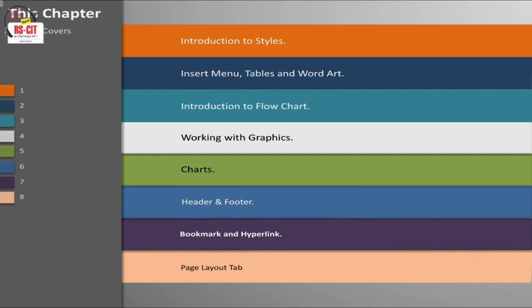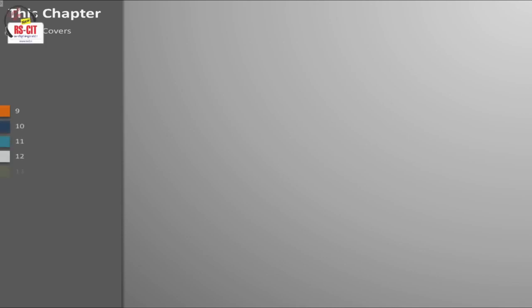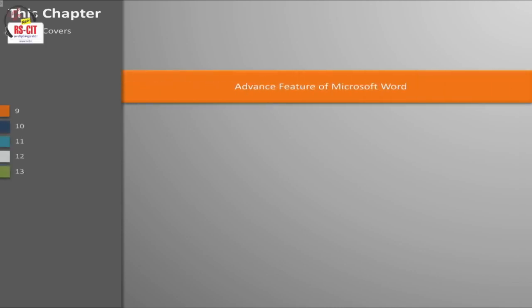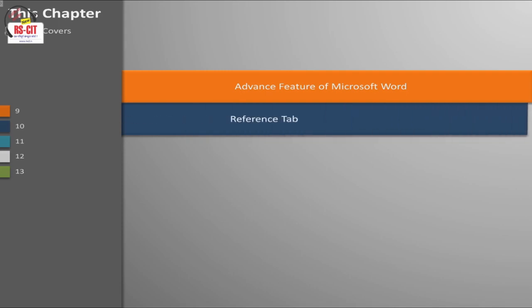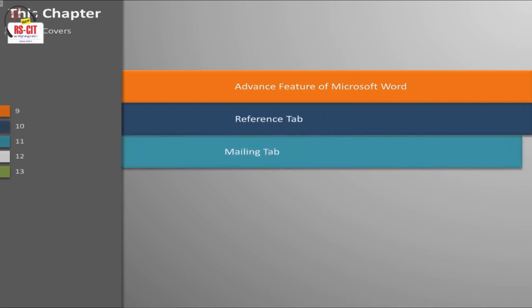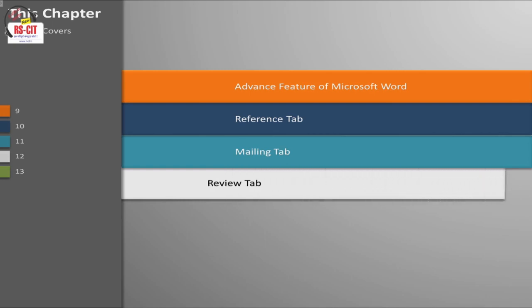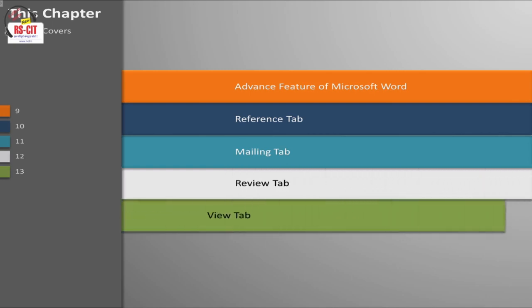Page Layout tab, which includes Themes, Page Setup, Page Breaks and section break, Page Background, Paragraph, Paragraph indenting and spacing, Arrange Group, Advanced features of Microsoft Word, References tab, Table of Contents, Mailings tab, Mail Merge, Review tab, Track Changes, Proofreading, View tab, Different view options, Switch windows.